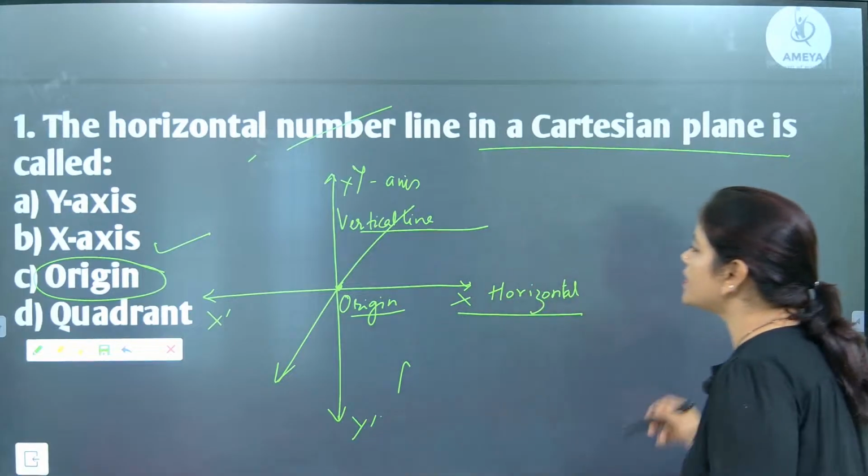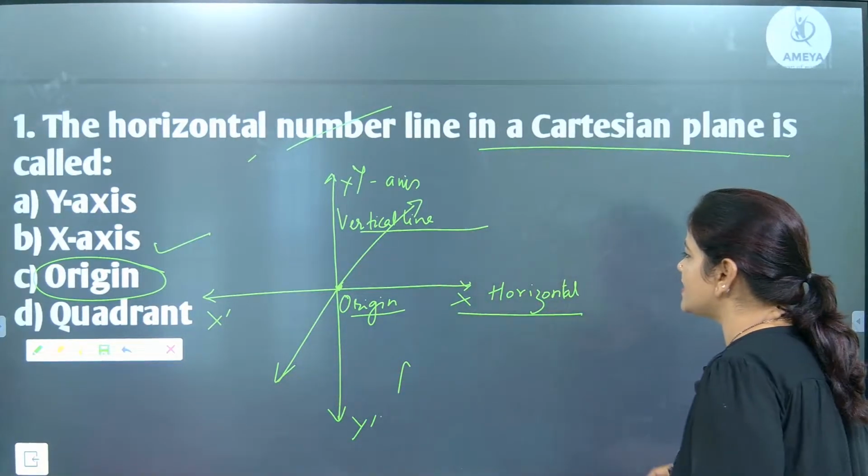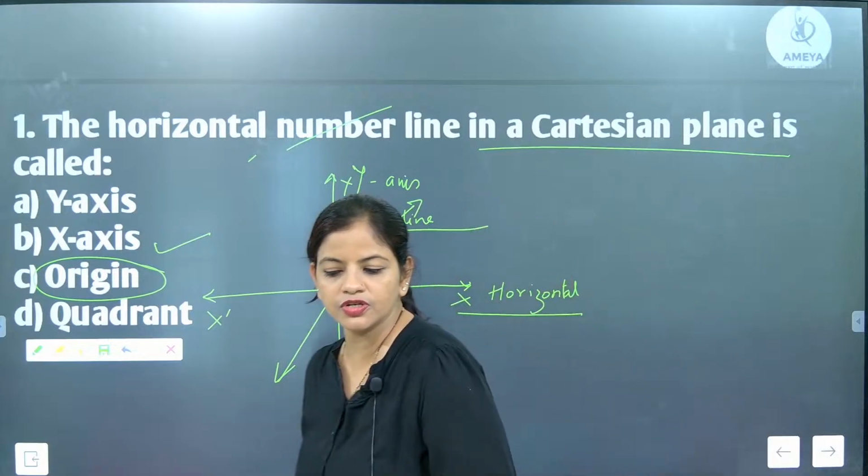So that's what horizontal is. The horizontal line will be the x-axis, and then the y-axis and z-axis. Did you understand this part?